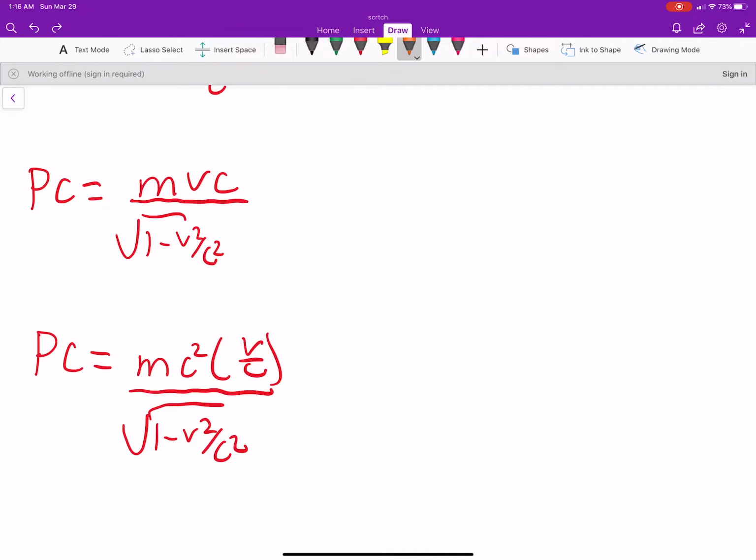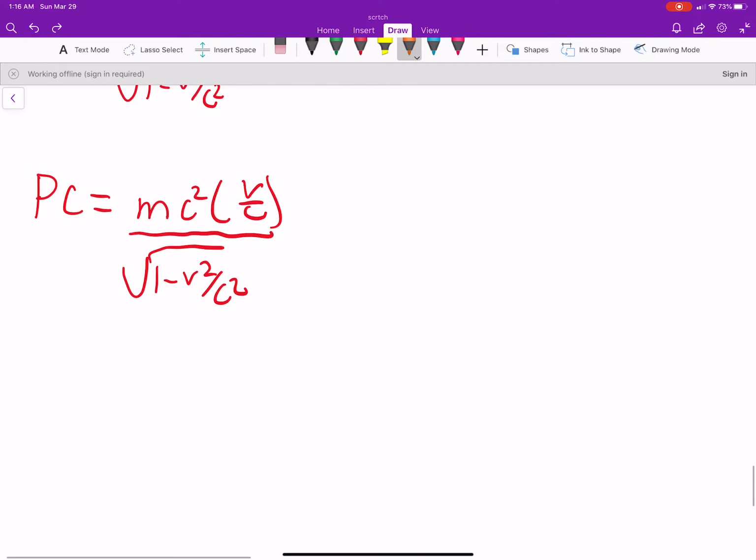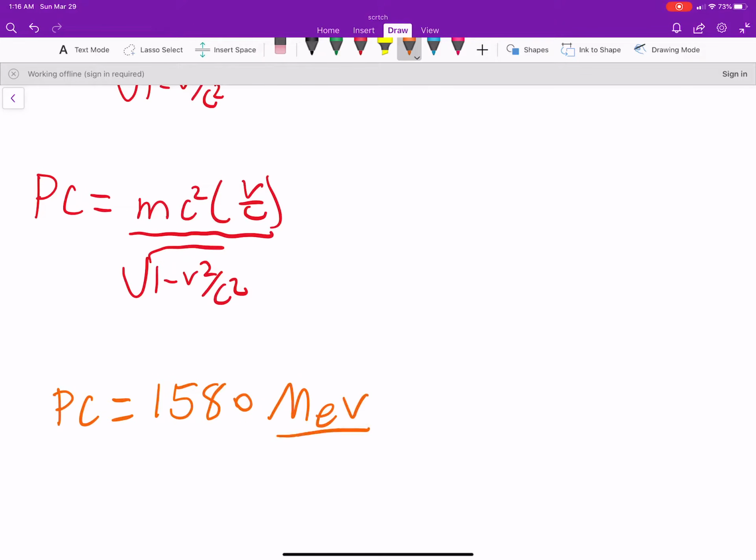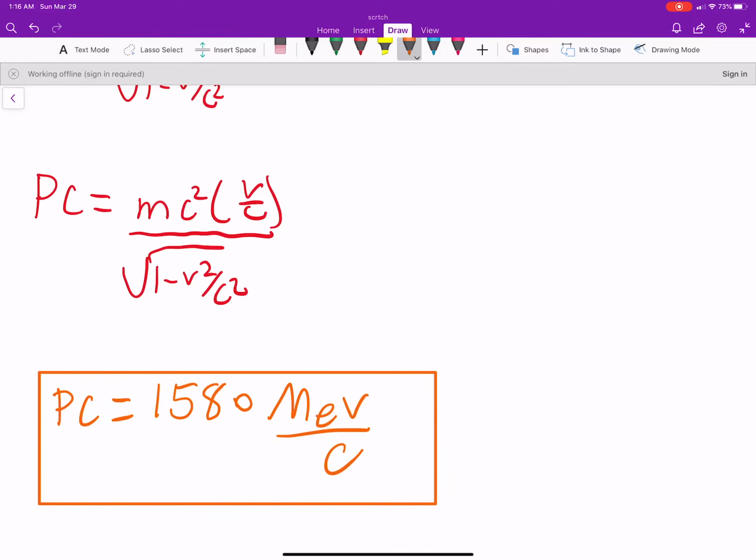Now, if you plug in our values, you'll get a different unit: electron volts. I'll go ahead and box this. I'm sorry, divide by c. There we go. That's why there's a c here, because you divide by c.